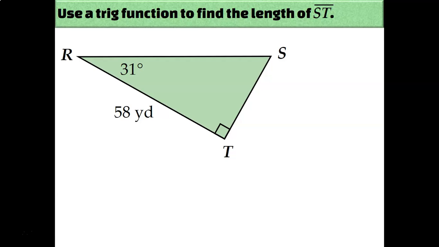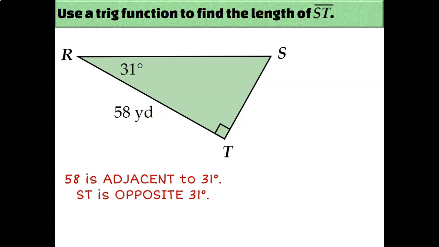Let's try another one. This time we're looking for the length of ST, and we're given the length of RT and the measure of angle R. In relationship to angle R, the 58-yard side is the adjacent side, because it's right there next to the angle. And ST, which is the length that we're going to calculate, is the opposite side, because it's on the other side of the triangle from the 31-degree angle. So since I have adjacent and I'm looking for opposite, that's O and A. I need to use tangent in order to solve.